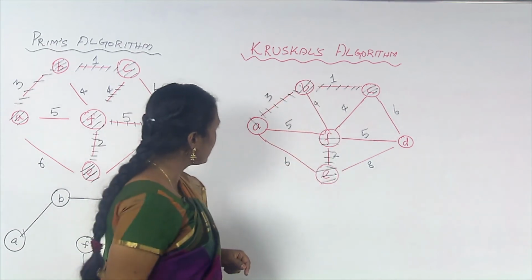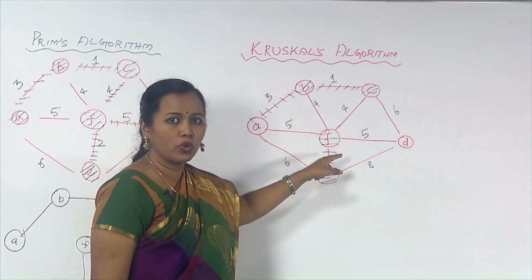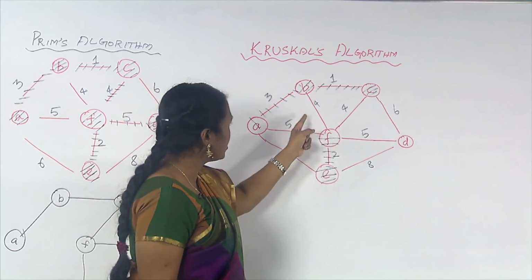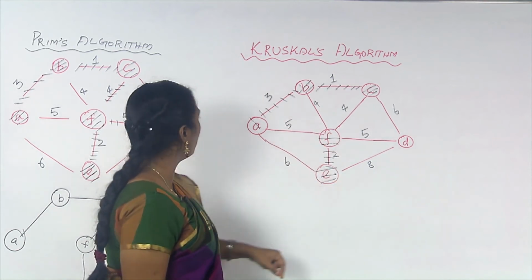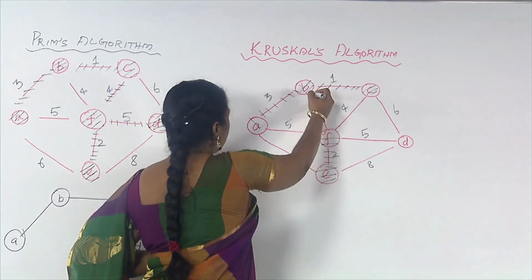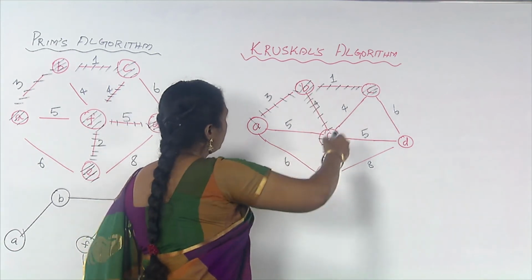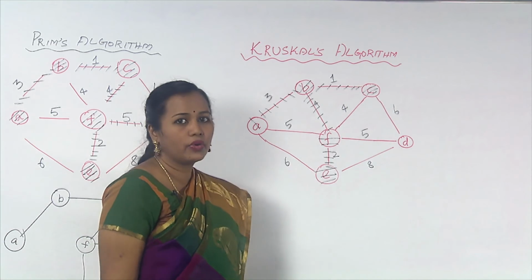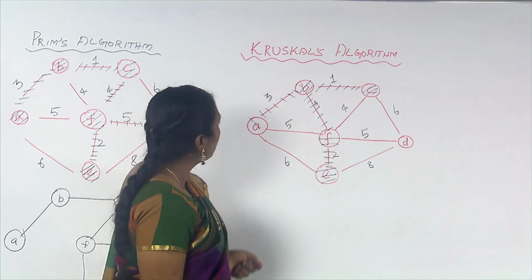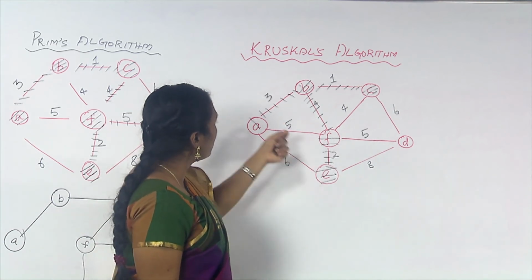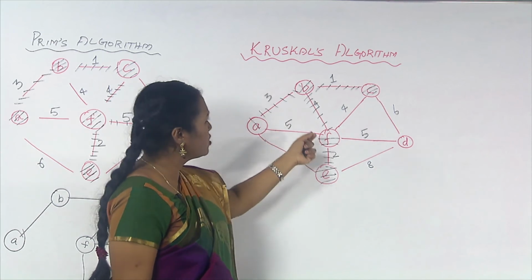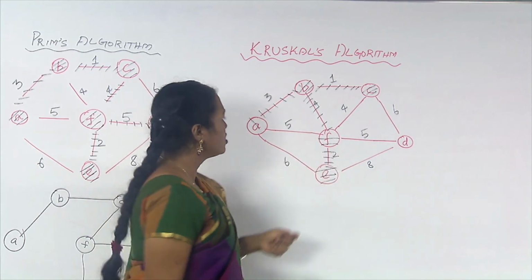So, now that is done. The next weight is 4. Now, there are 2 edges that have the same weight 4. So, I am going to go with this edge. It does not matter which one I choose, so I am arbitrarily going ahead with this edge. Now, after choosing this, the only possibility is 5. So, after 4 there is 5. So, I am going with 5.